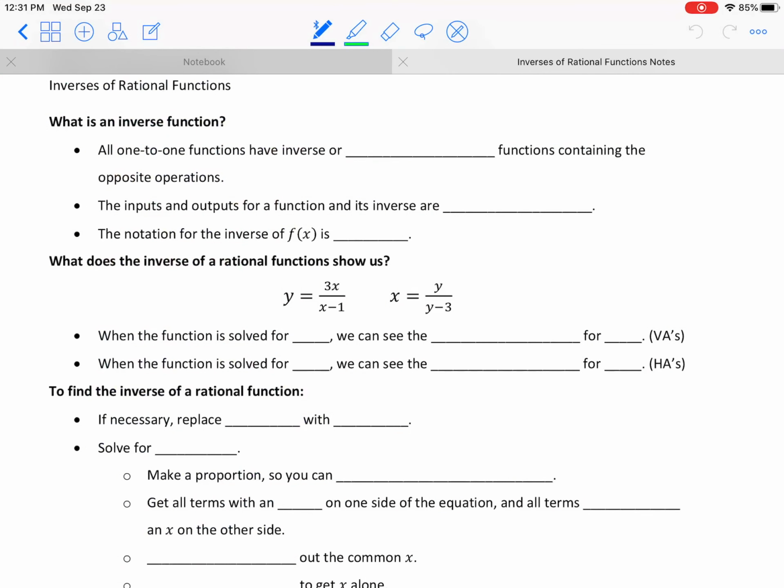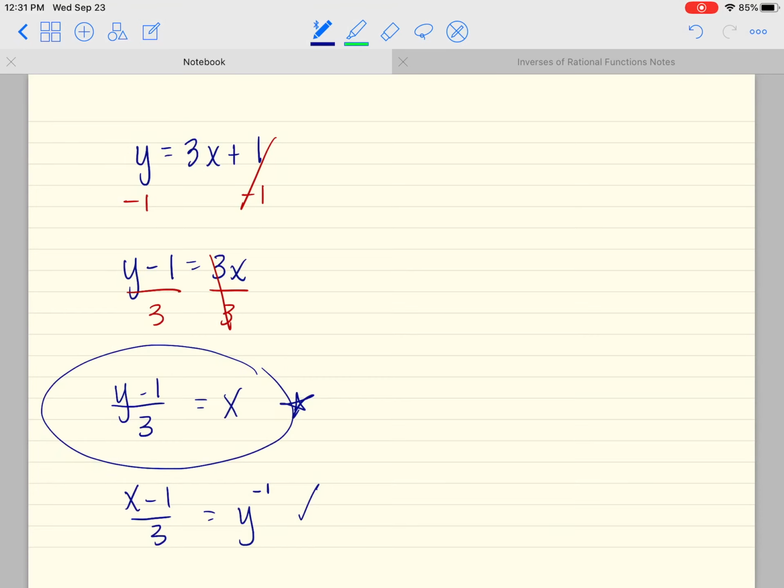Okay, so a couple things to review. All one-to-one functions have inverse or opposite functions. And if you recall, the inputs and the outputs for the function and its inverse were switched. So remember, we could do a quick check here. Let's say I plugged a 0 in here for x. If I put 0 in, 3 times 0 is 0 plus 1 would be 1.